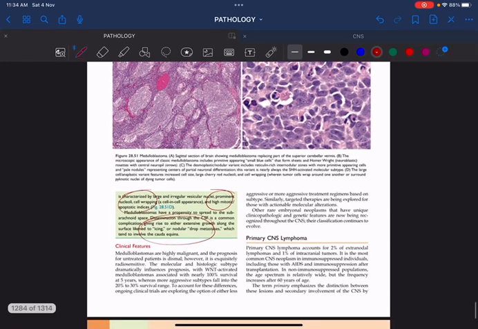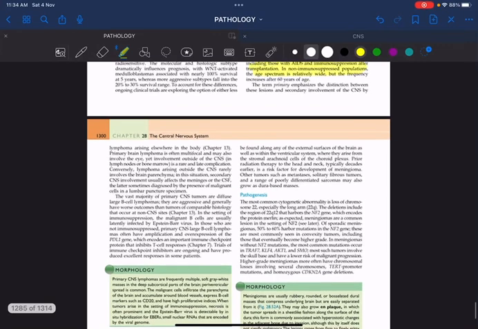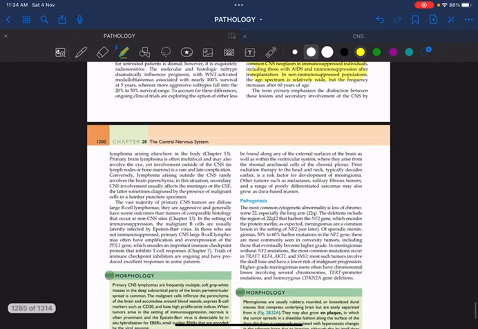And remember a very important point, what is the most common CNS tumor in an immunocompromised individual? Answer is, in an AIDS patient, it is primary CNS lymphoma. The most common CNS neoplasm in immunosuppressed individuals like AIDS is primary CNS lymphoma. What is the most common tumor in AIDS? It is Kaposi sarcoma. Most common tumor in AIDS is Kaposi sarcoma. Most common CNS neoplasm in AIDS is primary CNS lymphoma. Okay, fine.